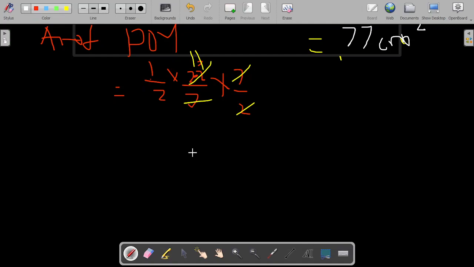So we have the area of POY as 1 over 2, which is the area of the semicircle, times pi, 22 over 7, times the radius square, which is 7 over 2 square. When this is solved, we get 19.25 centimeters square. So now we've gotten the areas of these two regions. Now what do we do to get the area of the enclosed regions?